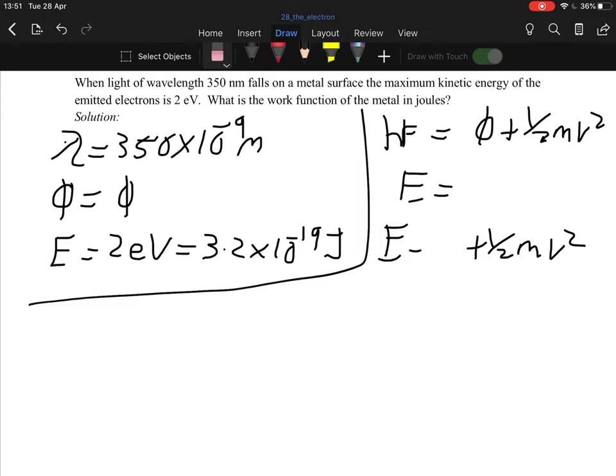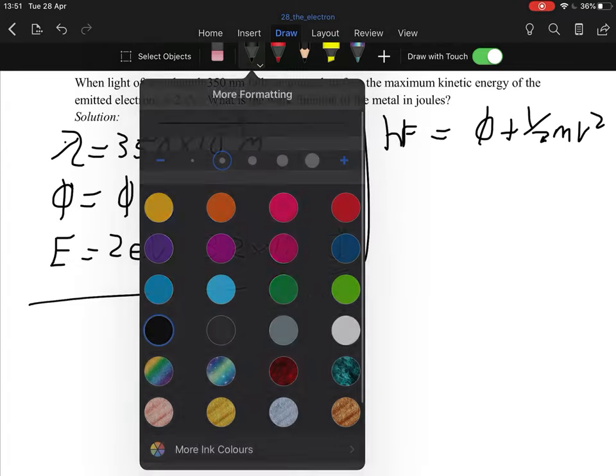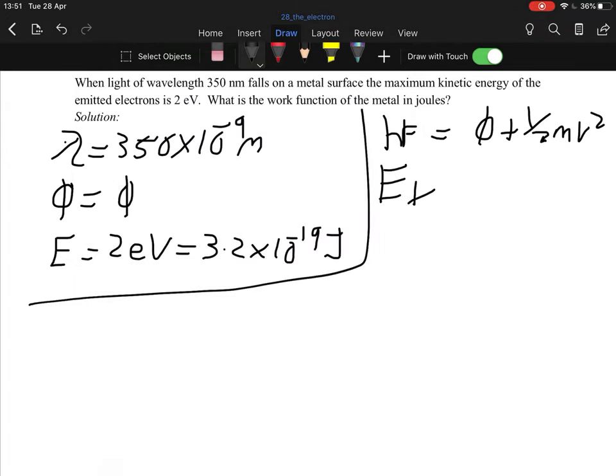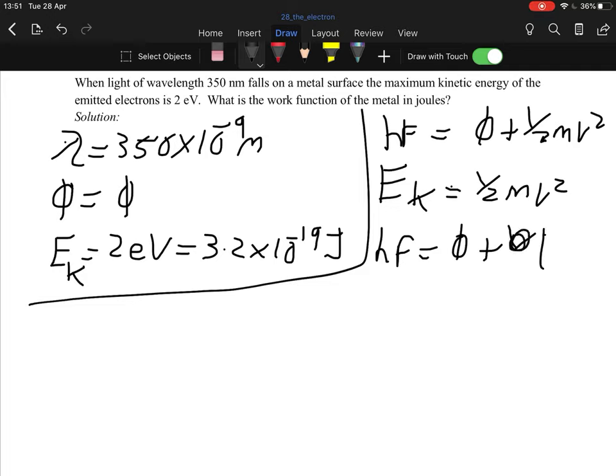Oh no, sorry, I made a mistake there. Apologies. I said, hang on a minute, we don't have V. That's my mistake. We have the kinetic energy. Sorry, EK is what we have. I should have taken note of that. That's my own fault. I didn't label it as EK. I labeled it as E, and I ended up getting confused. So EK equals a half mv squared. There we go. Because we don't have a speed, so that would make no sense.